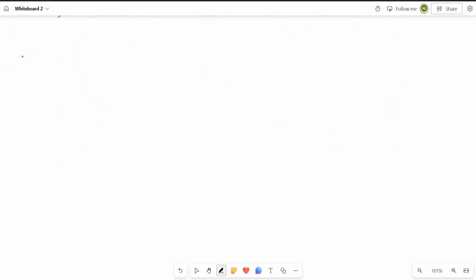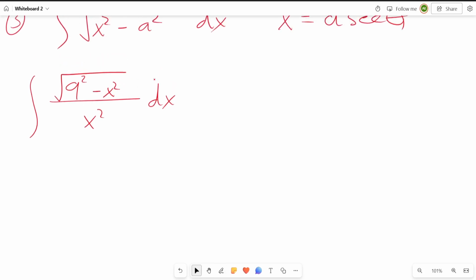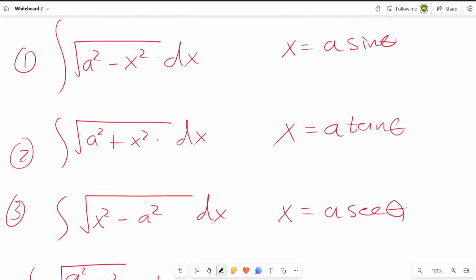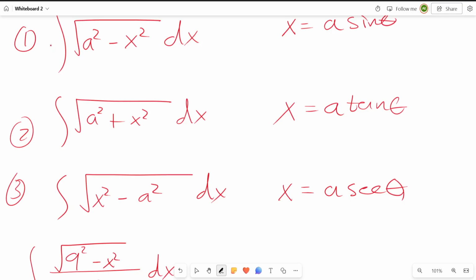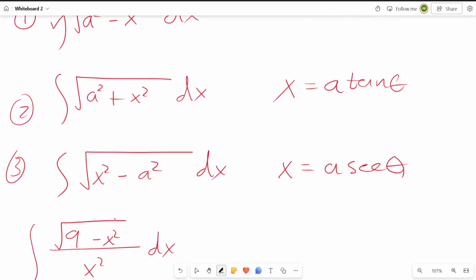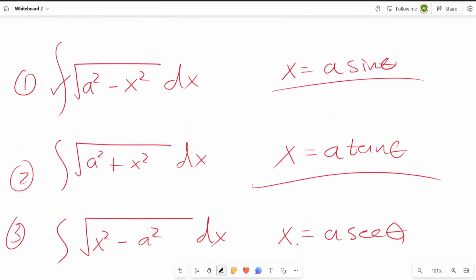Our first example is an integral that looks like this: square root of 9 minus x squared over x squared dx. How do I do this integral? First of all, which of the three scenarios does this look like? This looks like scenario 1. So a squared is basically 9, not 9 squared, so I have 9 minus x squared. Which substitution should I do? I should do the first one, a sine theta.